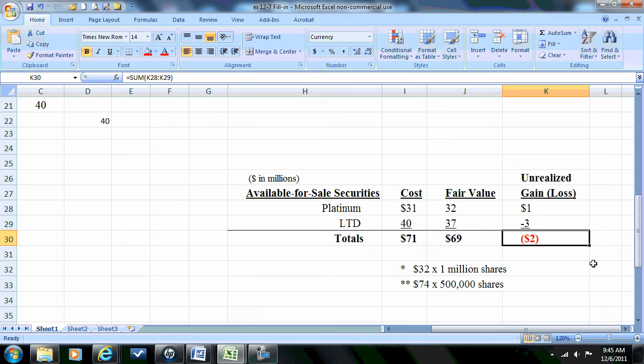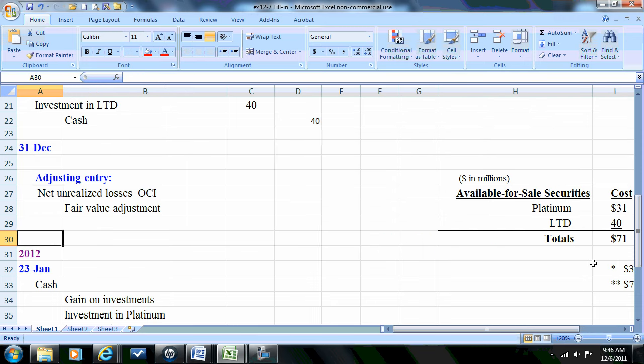But we're going to show this $2 million reduction in value of ownership or equity by reporting a $2 million reduction in other comprehensive income. So let's take a look at this journal entry, which is fairly straightforward. The fair value adjustment is to reduce down the overall value of the investment assets, so it's going to be a debit of $2 million. The unrealized losses and other comprehensive income will be $2 million.